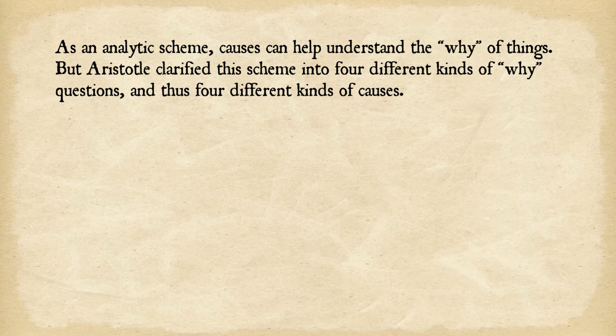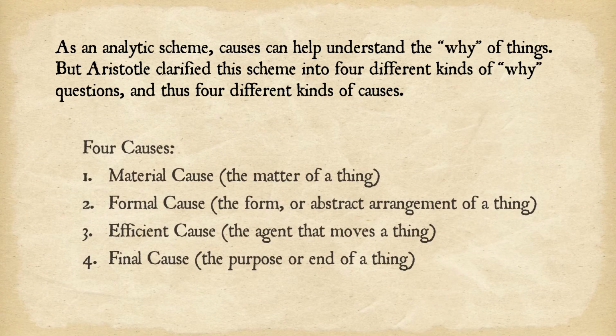He called these four causes the material cause, material being so called for matter, has to do with the matter of a thing or the stuff it's composed of. The formal cause, which has to do with the form, the abstract arrangement of a thing. The efficient cause, which is the agent that moves with the actual event that causes motion or effect. And the final cause, and that is the purpose or end of a thing.